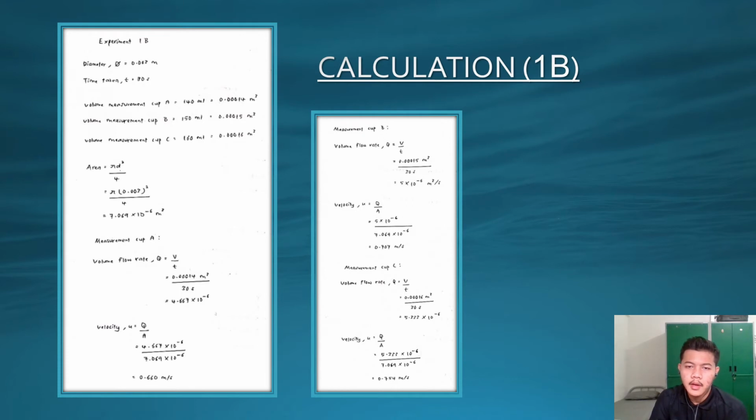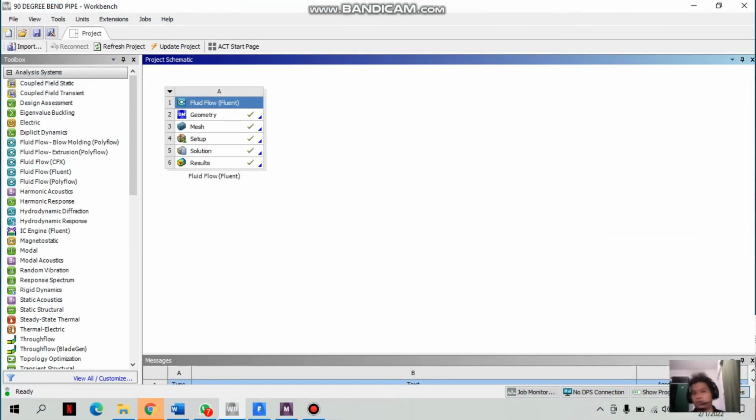The velocity for cup B is 0.707 meter per second. The flow rate for cup C is 5.333 times 10 power of negative 6 m cube over second. And the velocity for cup C is 0.754 meter per second. Okay, we continue the slide presentation.